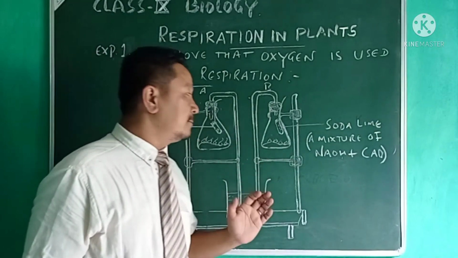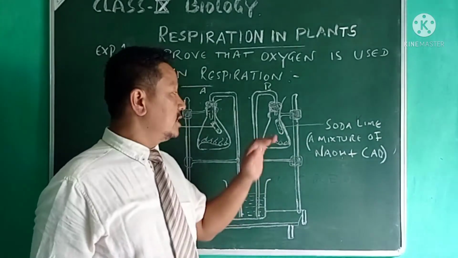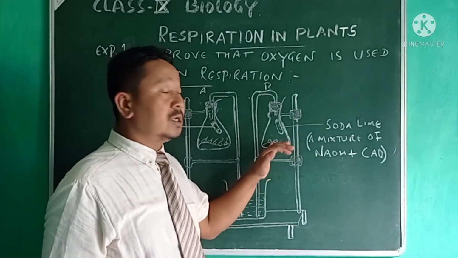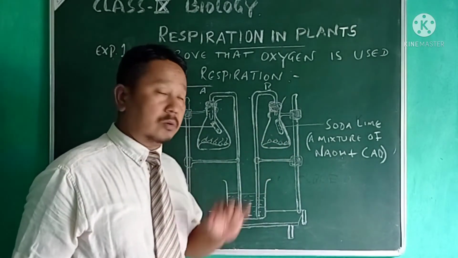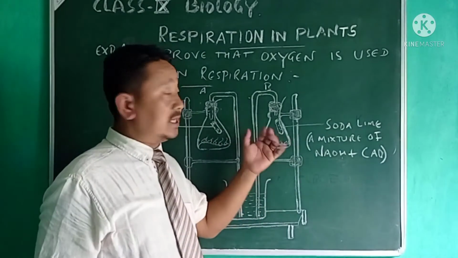Then those dead ones need to be kept on cotton wool and placed in flask B like this.